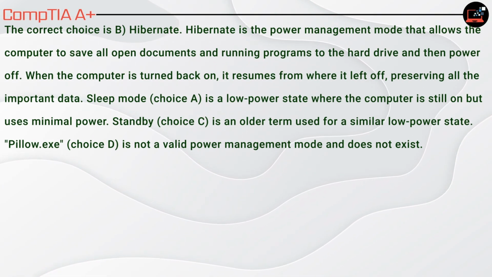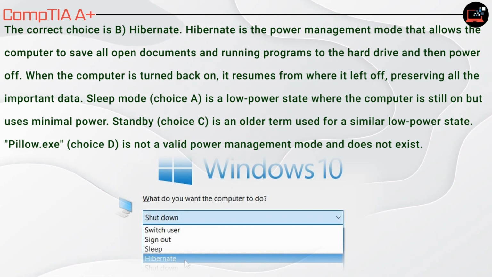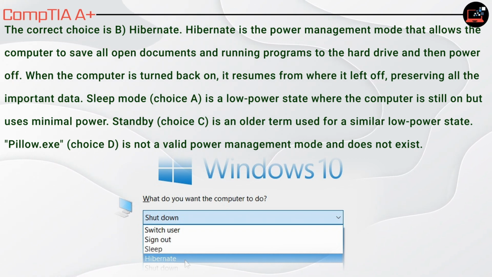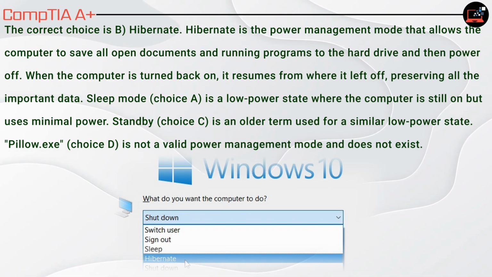The correct choice is B. Hibernate. Hibernate is the power management mode that allows the computer to save all open documents and running programs to the hard drive and then power off. When the computer is turned back on, it resumes from where it left off, preserving all the important data.